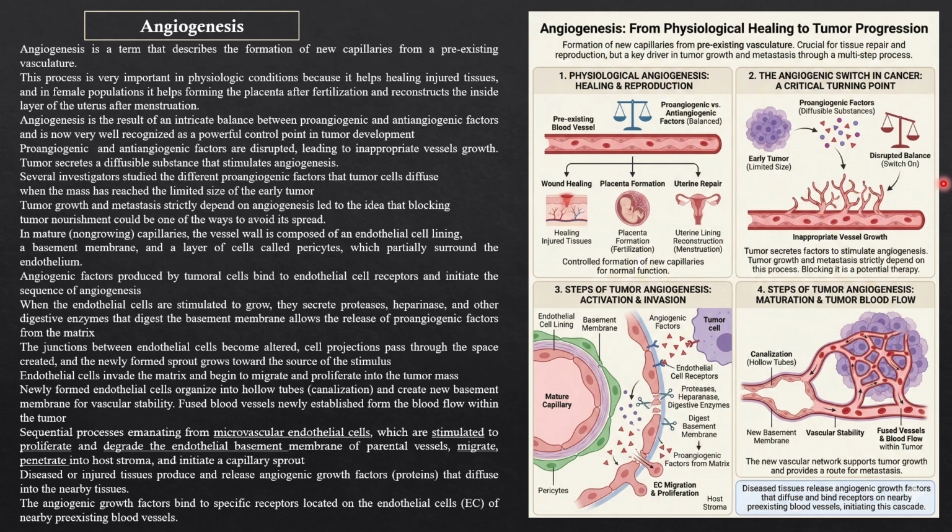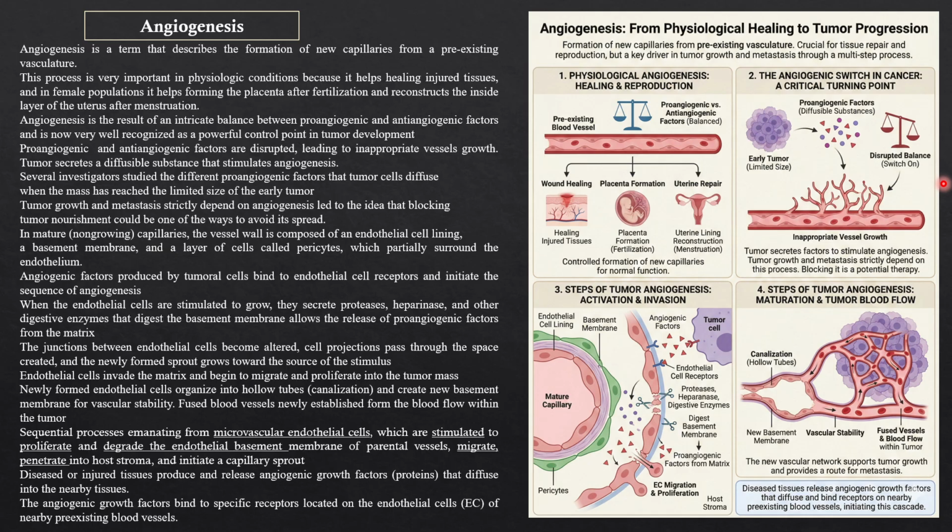Angiogenesis. Angiogenesis is a key part of tumor progression, and it is a normal physiological process where new blood vessels form from pre-existing ones. This is essential for wound healing, reproduction, and tissue repair. Under normal conditions, this process is tightly regulated by a balance between pro-angiogenic and anti-angiogenic factors, ensuring there is controlled vessel growth.